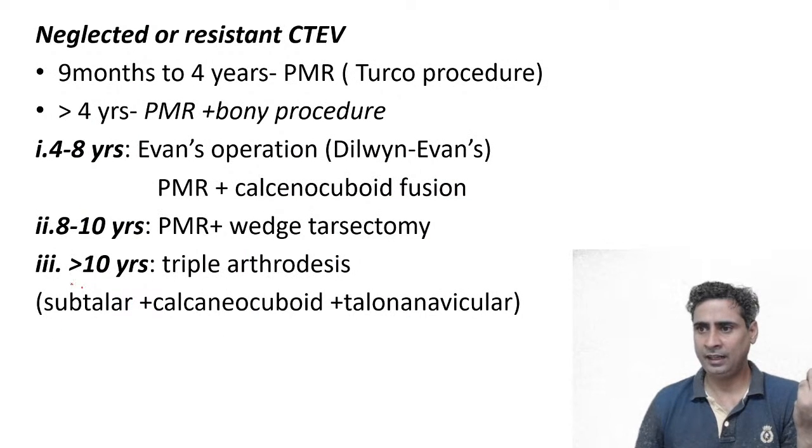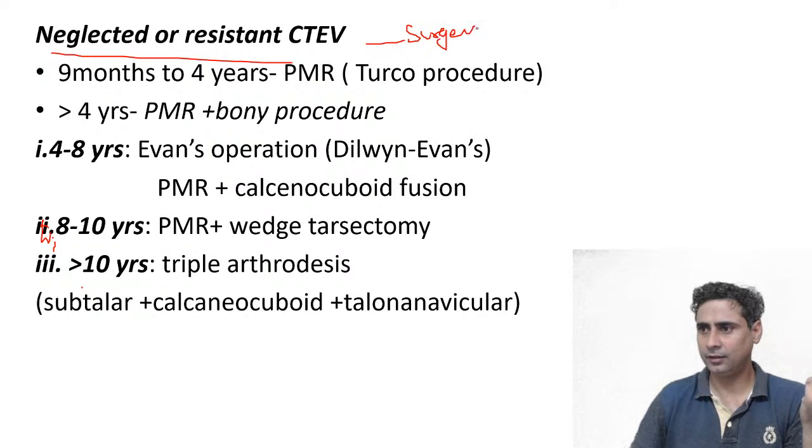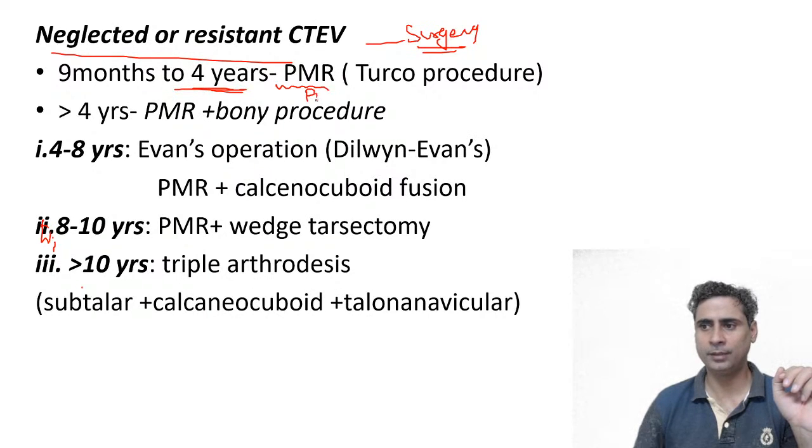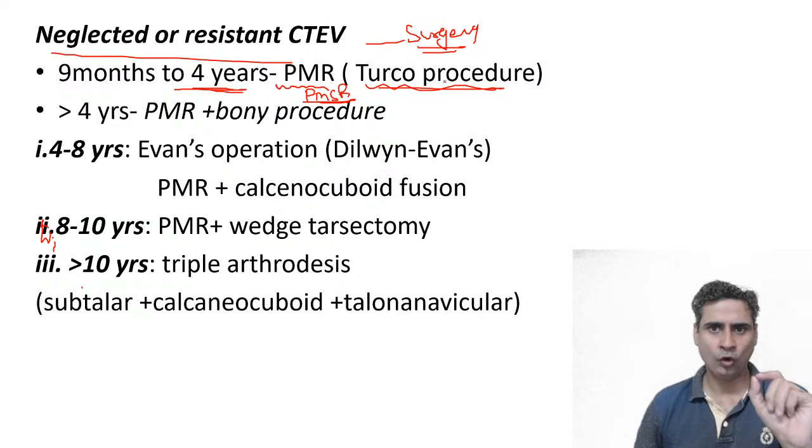In all failed and neglected cases, always surgery is indicated. And surgery up to the age of 4 years is only soft tissue procedures. Posteromedial soft tissue release, PMR or PMSR, also known as Turco procedure, where we release all tight contracted soft tissues on posterior and medial side.